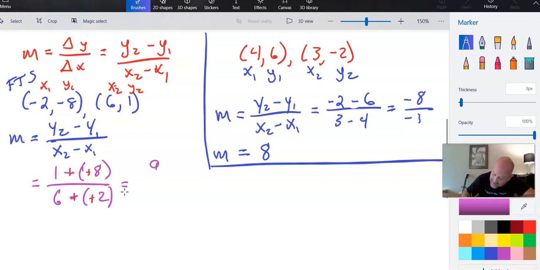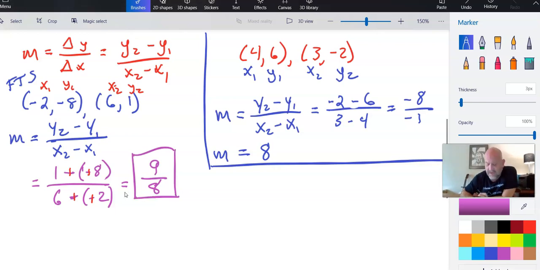This gives me 9 over 8. And so we have a fractional slope this time. We get 9/8. In fact, there's a good portion of the time that your slope is going to come out with a fraction, right? Okay, so we have that now.